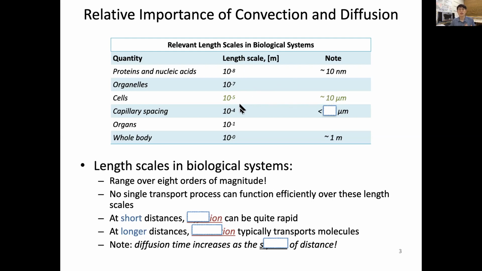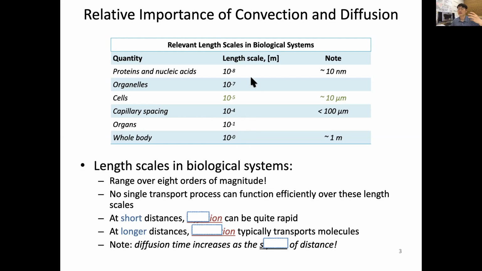And interestingly, the capillary, which is the business end of our oxygen, nutrient and waste exchange at the tissue, is about 10 to the minus fourth meter, which turns out to be smaller than about 100 micrometers. That has an implication we will discuss today. Organ size for a human is, let's say, about 10 centimeters if it's a big organ, that's 10 to the minus first. And our whole body is on the order of a meter.